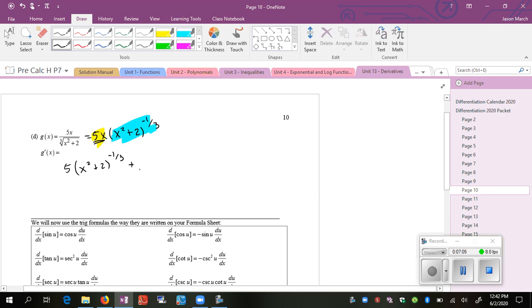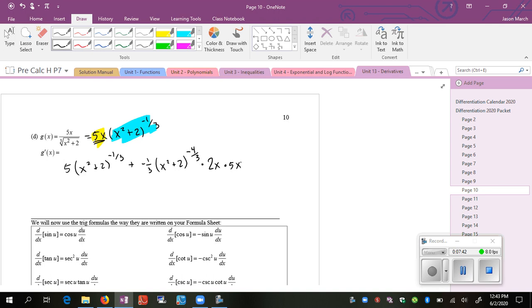now I do the derivative of the blue, so I'm going to have to do the chain rule when I do this. Negative a third times x squared plus 2 to the negative 4/3 times chain rule, right? I still haven't taken the derivative of what's on the inside of the parentheses, 2x. So now I've finished taking the derivative of the blue stuff, times 5x. So this is kind of an interesting example. I'll show you how this actually comes out to be the same thing if we did the quotient rule.